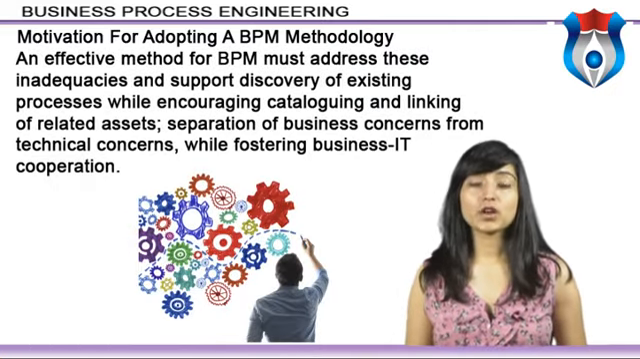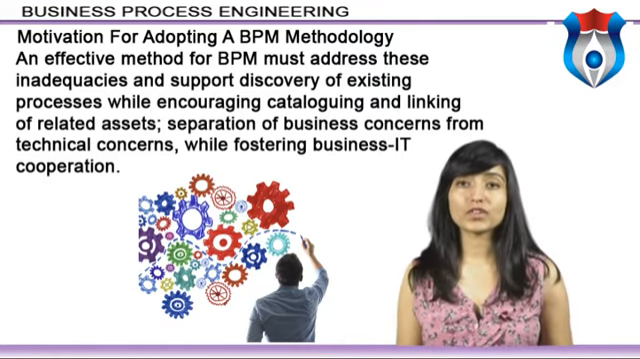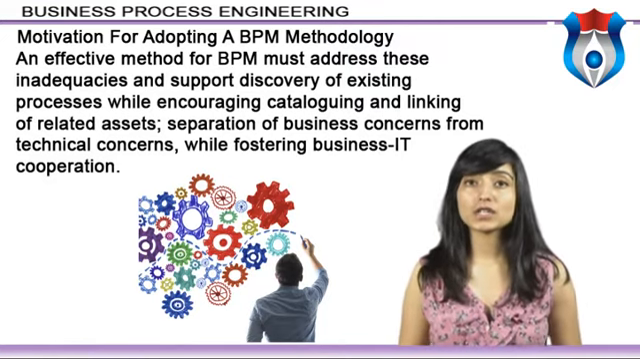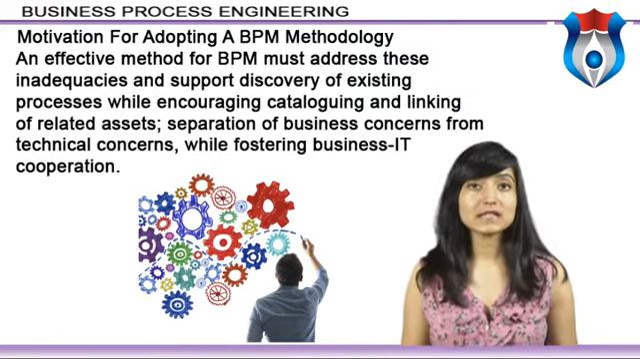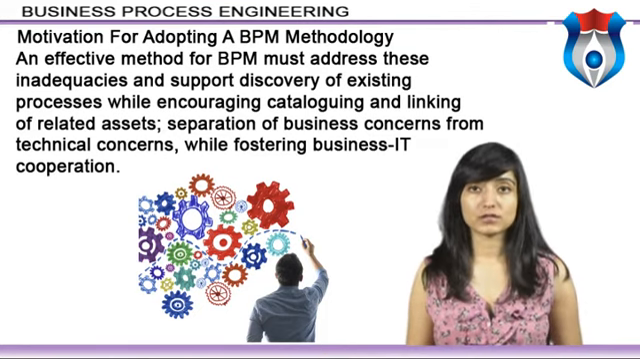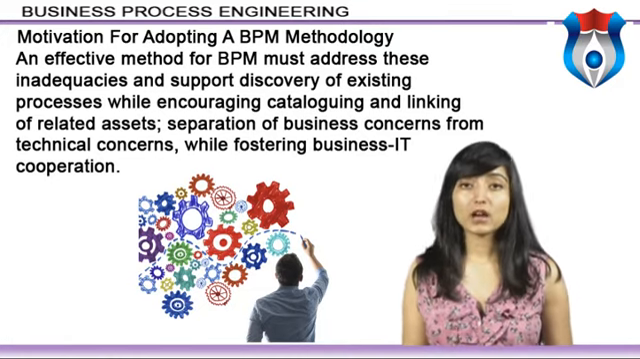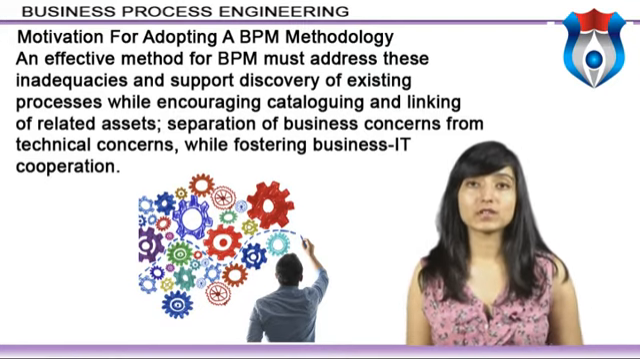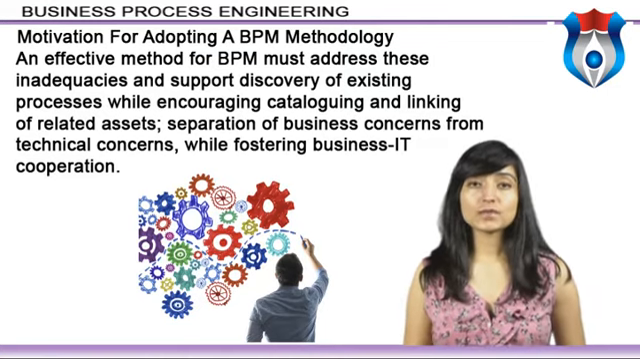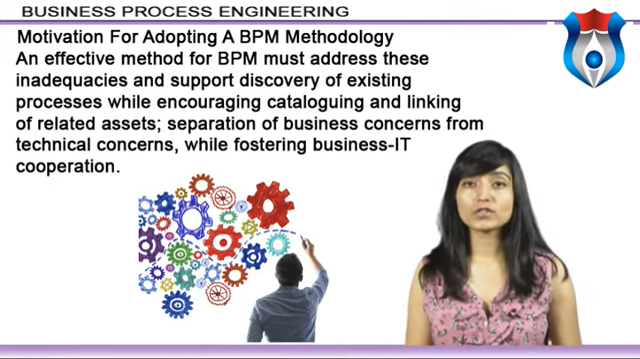An effective method for BPM must address these inadequacies and support discovery of existing processes while encouraging cataloging and linking of related assets, separation of business concerns from technical concerns while fostering business-IT cooperation. Part of that involves establishing a common language and understanding through techniques such as functional decomposition and process leveling. Business automation cannot be specified in a single requirements handoff or thrown over the wall to IT.